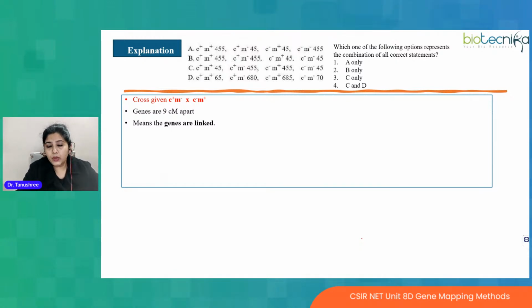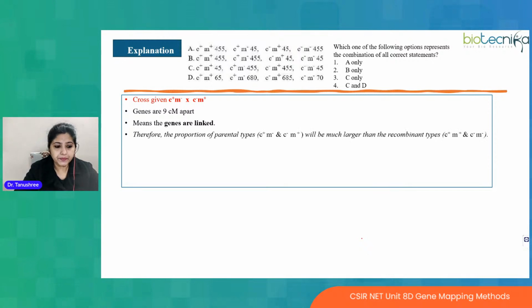So if you remember, I told you the closer the two genes, the less chance of them undergoing recombination, and this recombination percentage tells us about the intensity of linkage. So it's only 9 centimorgan apart. That means the genes are linked.